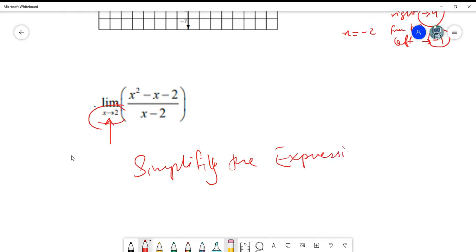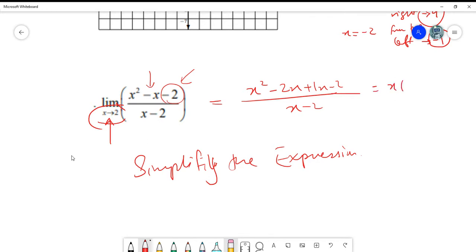So let's simplify this expression and see what happens. The numerator can be factorized, and we know that -2 will be split as, so we need two numbers which multiply to give -2 and add or subtract to give -1. So the middle term breaking for this would look like this, over x minus 2. The denominator stays as it is. Now further simplifying the numerator, we get x common, leaving us with x minus 2, and plus 1 common, leaving us with x minus 2, over x minus 2.